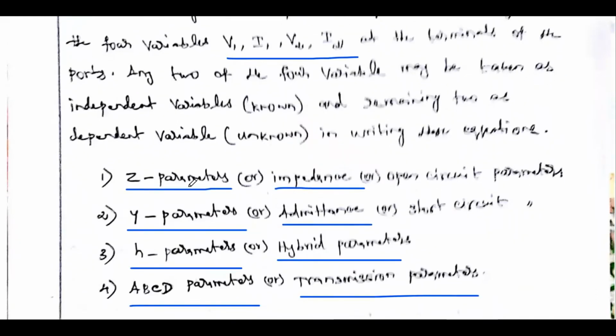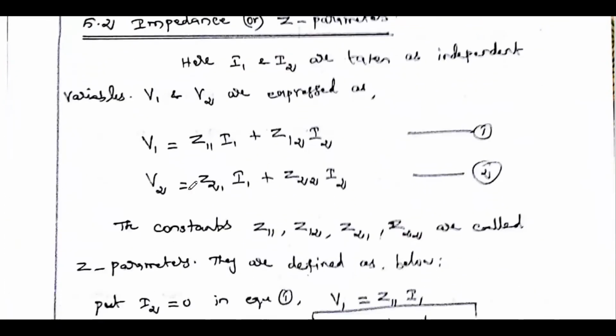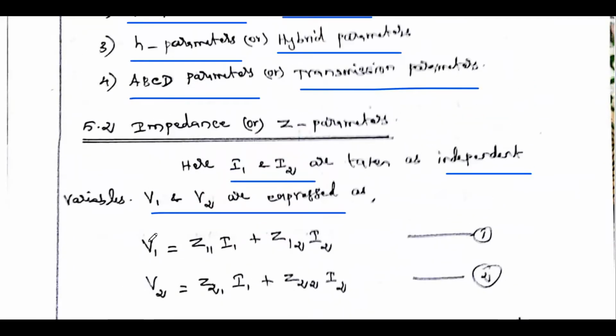For example, while writing the Z parameter equation, we take I1 and I2, the input current and output current, as independent variables, and the input voltage and output voltage as dependent variables. Independent variables I1, I2 mean known values; if we know I1 and I2, we can calculate the unknown variables V1 and V2. So the impedance parameter is nothing but writing two equations for input voltage and output voltage in terms of input current and output current.